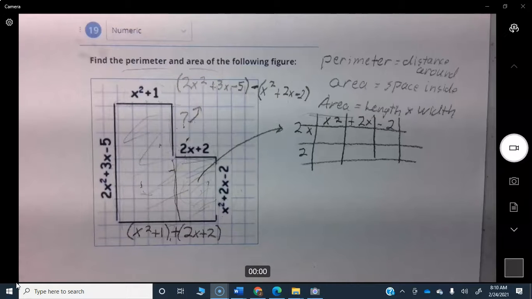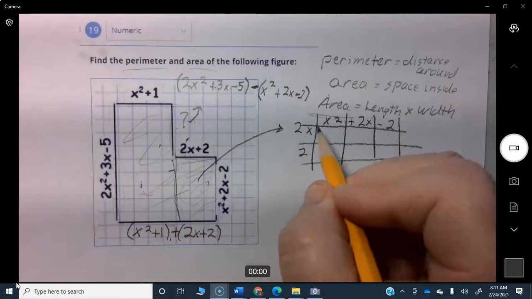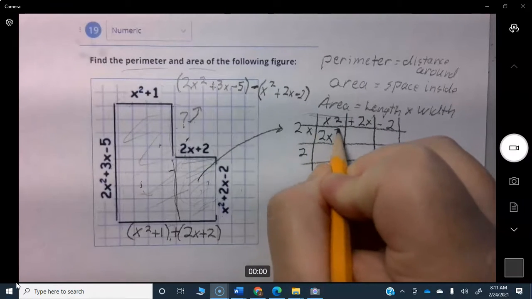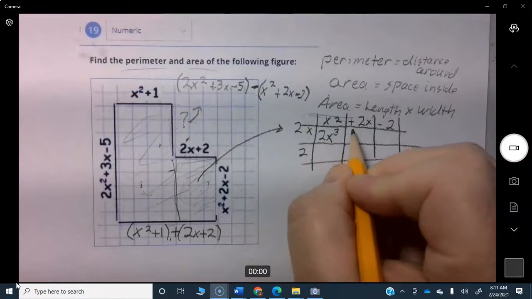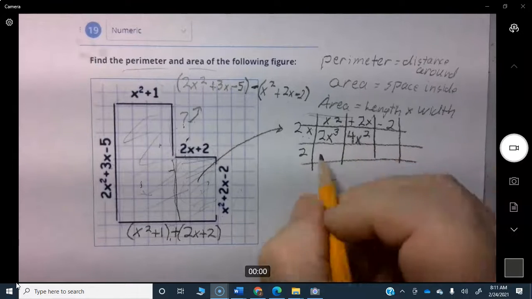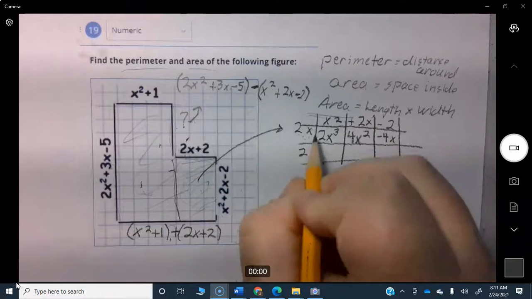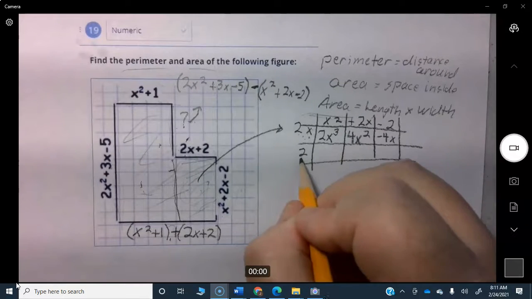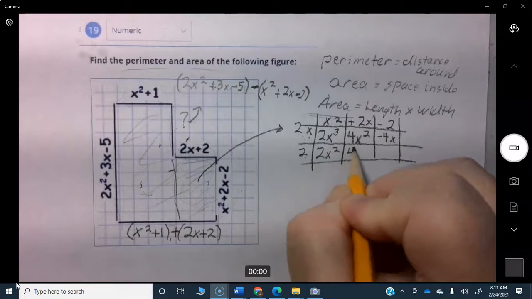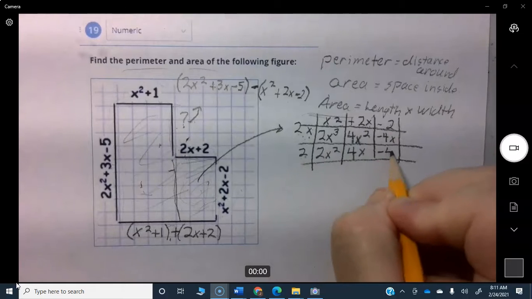Okay, so here we go. I'll do this a little faster because you've seen all this done before. So 2x times x squared is 2x to the third. 1 plus 2 is 3. 2x times 2x is 4x squared. 2x times negative 2, 2 times negative 2 is negative 4, and then you've got just the x there. Come down here. 2 times x squared is 2x squared. 2 times 2 is 4, and then you've got the x, 4x. And 2 times negative 2 is negative 4.